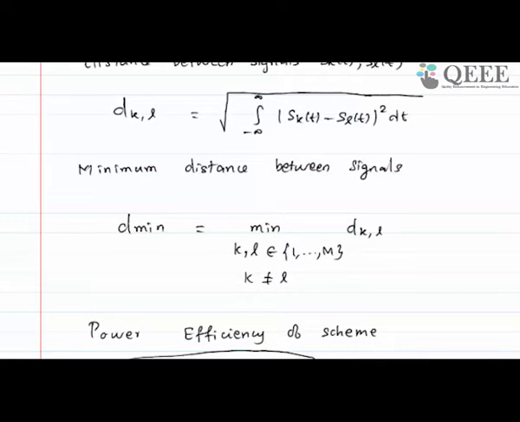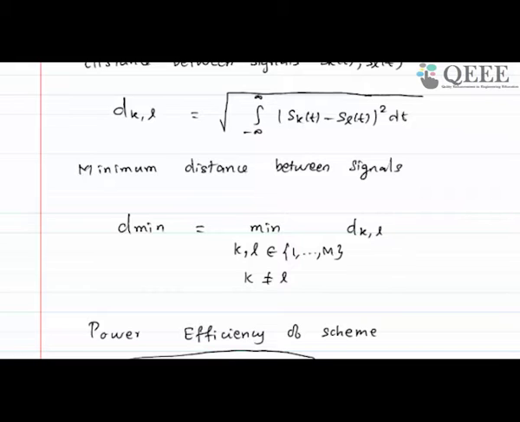Now the minimum distance between the signals is basically, so you have M signals, you can take all the pairs of signals possible, and each pair will have a distance. S1 and S2 will have a distance, S1 and S3 will have a distance. You take all these distances and find the minimum. So the minimum of the distances between the signals is called the d-min, and that is what will govern your performance. Some signals may be far apart, but some signals may be close. The close ones are the ones which will cause more errors. So the minimum distance between the signals is the one which will affect your performance.